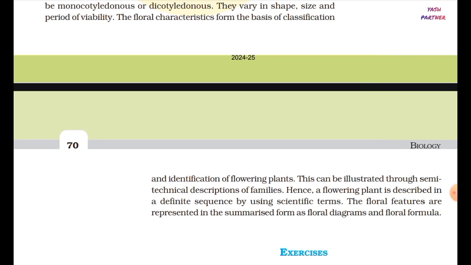The floral characteristics form the basis of classification and identification of flowering plants. This can be illustrated through semi-technical descriptions of families. Hence, a flowering plant is described in a definite sequence by using scientific terms. The floral features are represented in the summarized form as floral diagram and floral formula.